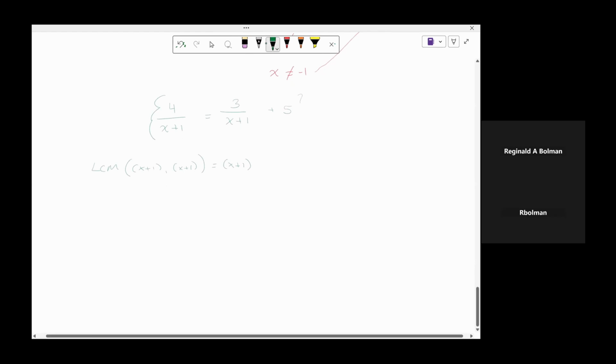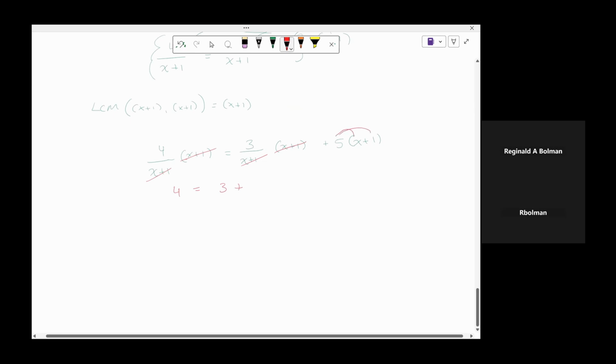But what happens if I take this x plus 1 and I multiply it across the entire equation? You're going to have 4 over x plus 1, and this will be multiplied by x plus 1. This would be equal to 3 over x plus 1 times x plus 1. And you're going to have a 5 times x plus 1. Remember, you got to use your distribution law here. So your x plus 1 needs to multiply through by everything in your equation. Now what's going to happen is your x plus 1's cancel out. So you just are left with a 4. And your x plus 1 over here cancels out. You're just left with a 3.